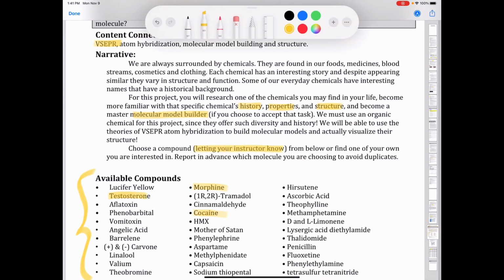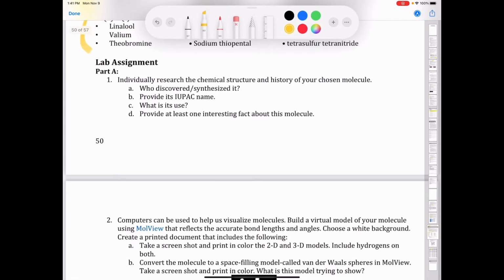After you've chosen a compound, in part A, you're going to report who discovered the compound and who synthesized it. You're going to provide its IUPAC name, or its systematic name. You're going to report on its uses and provide at least one interesting fact about the molecule.